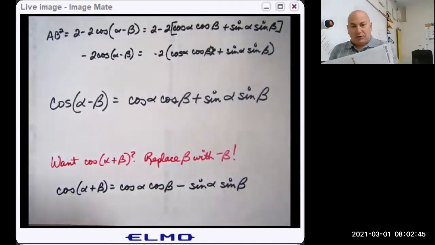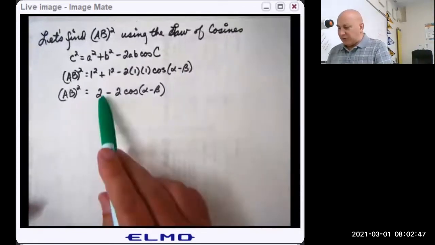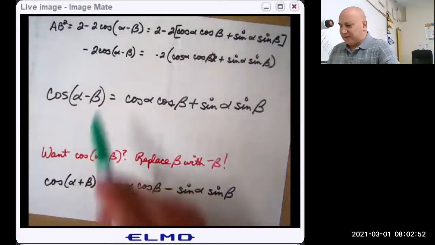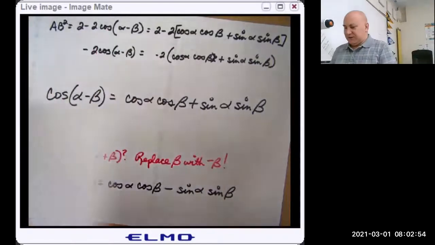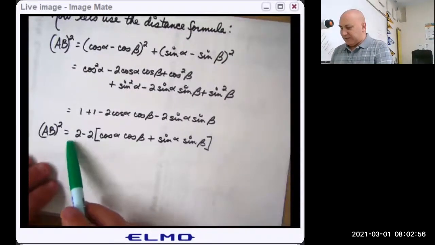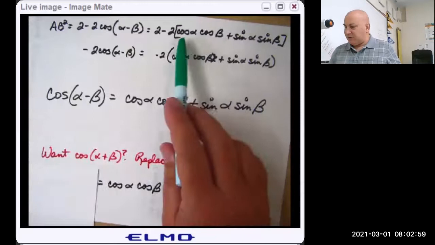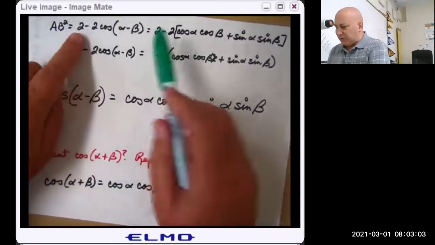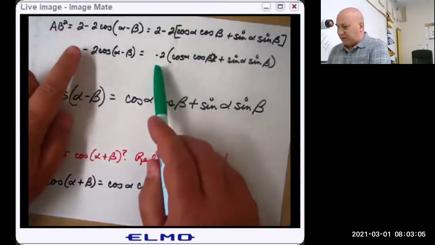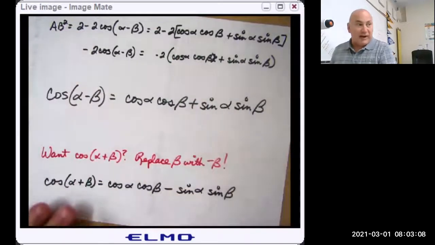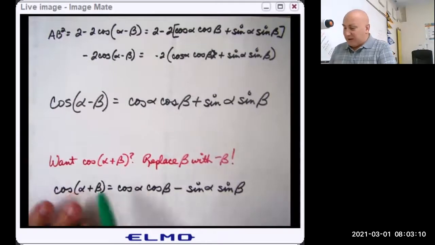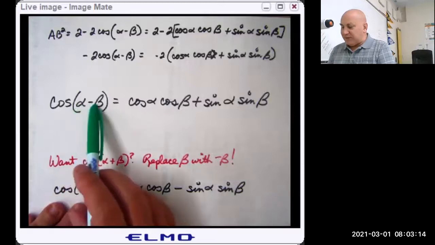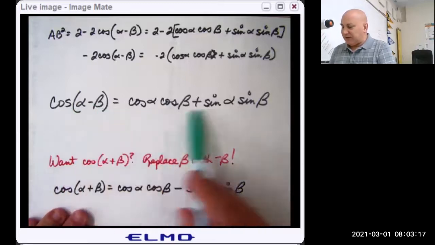So when we did the law of cosines, we got this formula. When we did the distance formula, we got this formula, which is here. Well, we can get rid of these 2's right away, and we can divide these negative 2's out. And here's a formula. So the cosine of the difference of two angles is this.